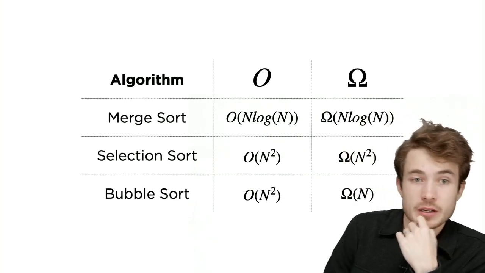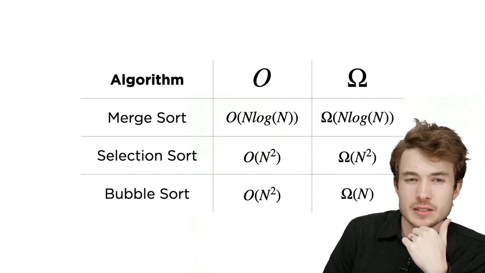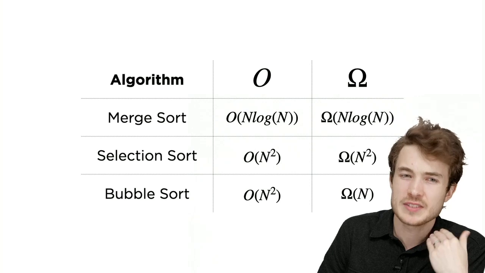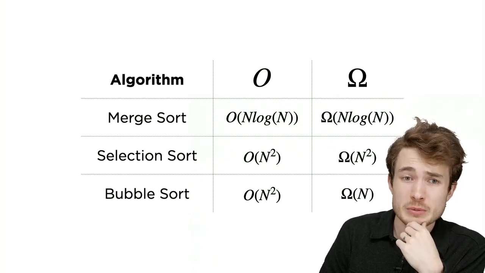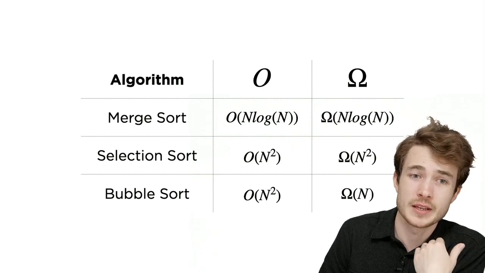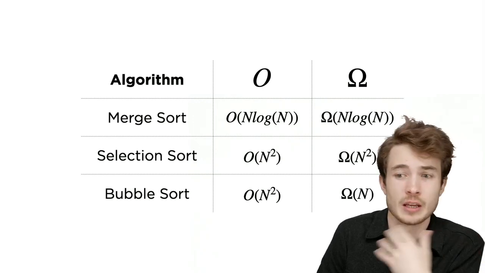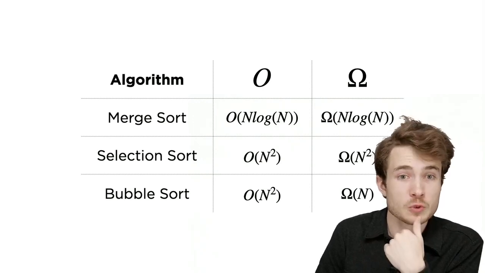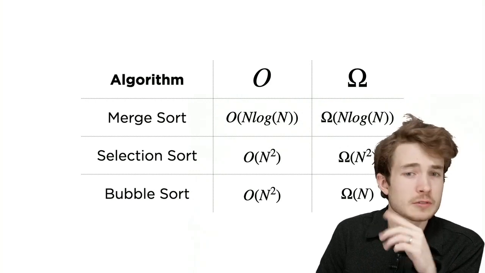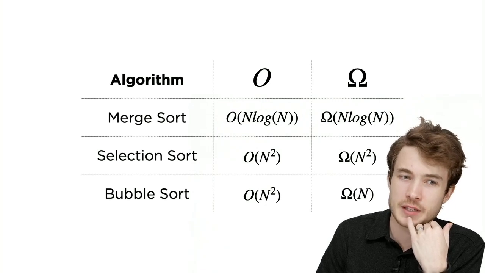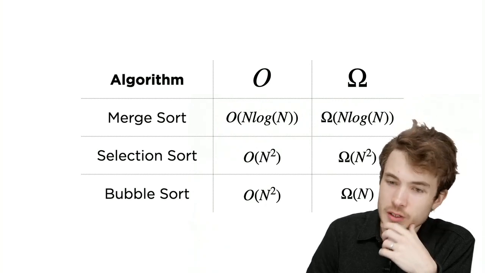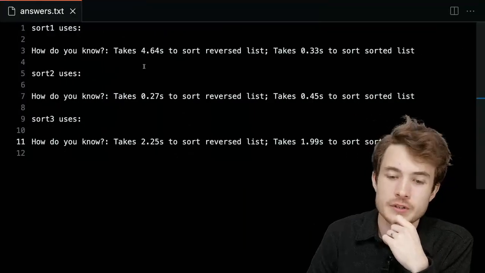So it seems like merge sort, if I look at this list, is generally pretty fast in both cases, right? Selection sort seems to be pretty slow in both cases, both my reversed list and my sorted list. Bubble sort, though, seems to be slow in the worst case, but actually pretty quick in the best case. So let's take a look then at our numbers.